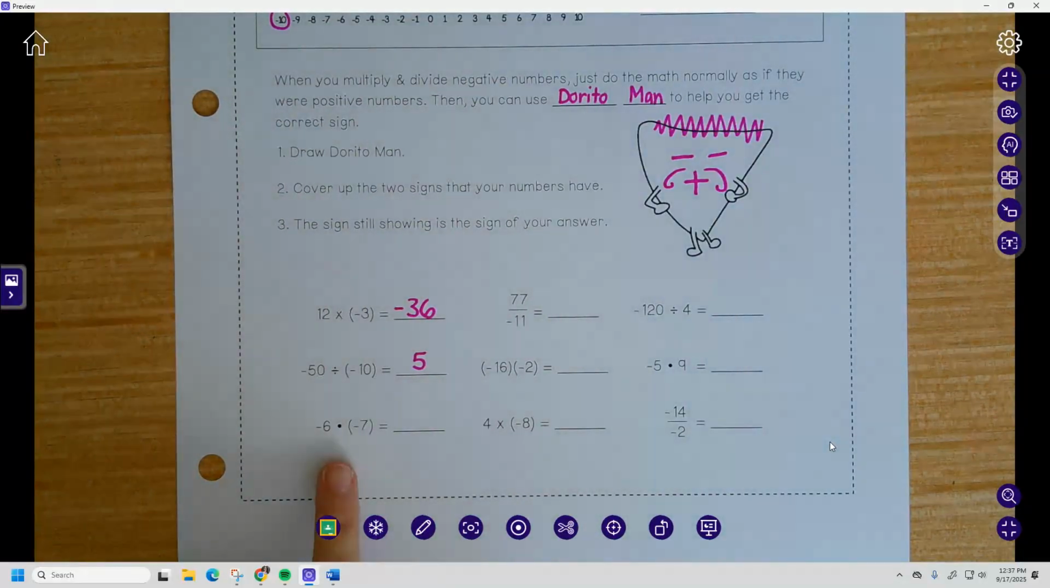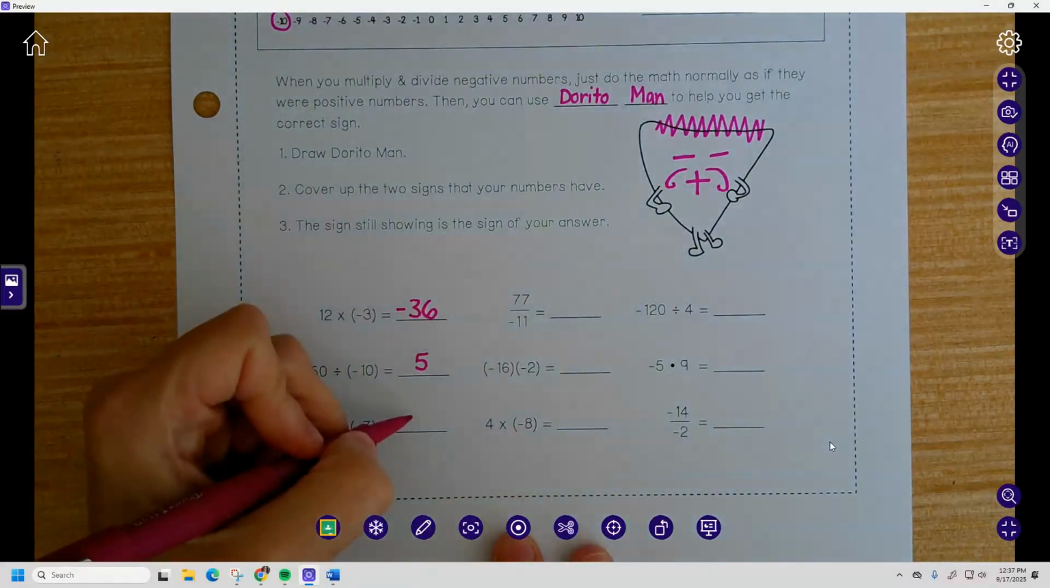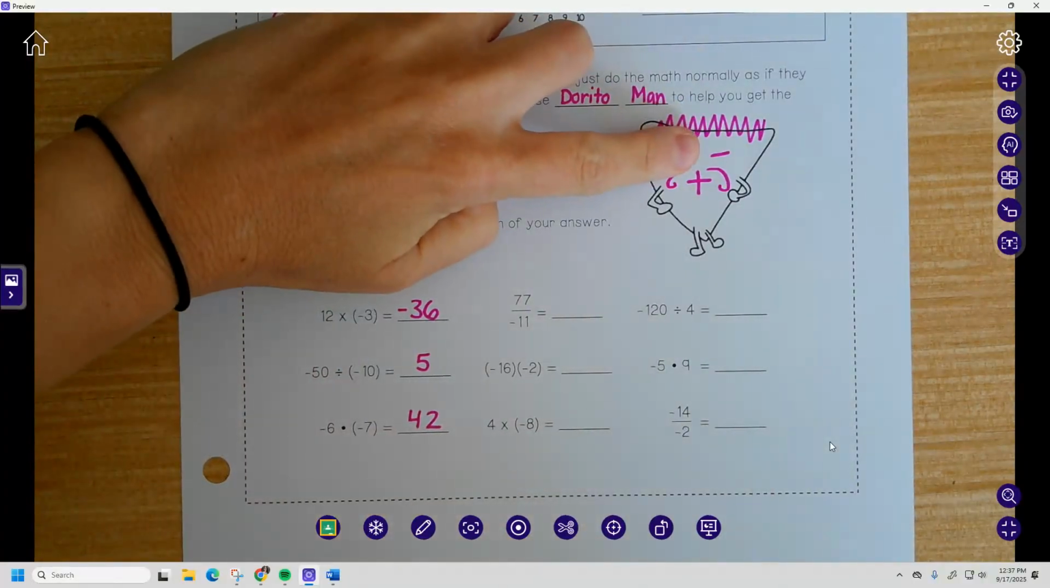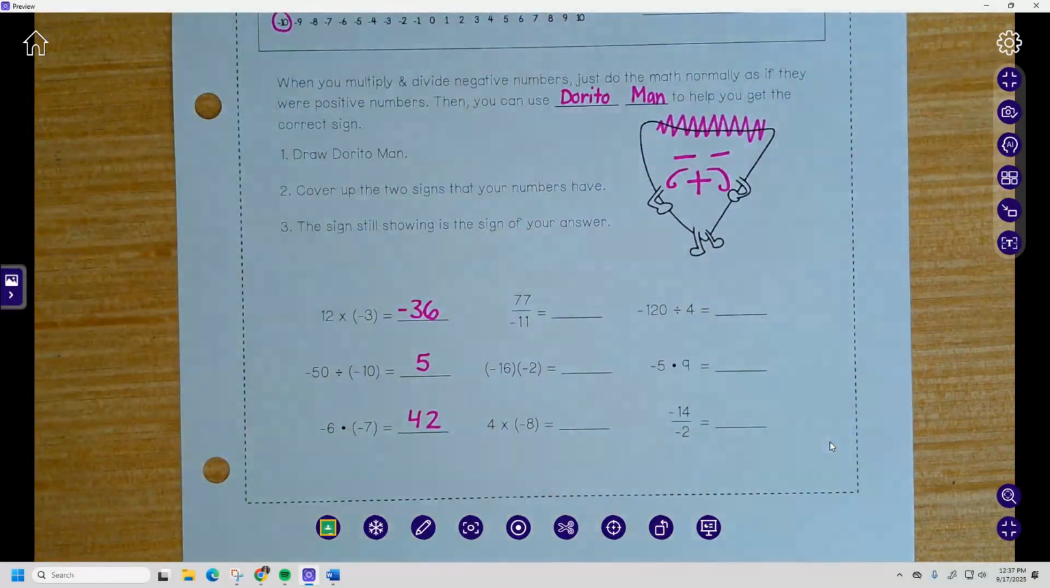And then whenever you see a dot, that just means multiply. So that says -6 times -7. So we'll do the math like normal. 6 times 7 is 42. -6 times -7, cover up the eyes, and it's +42.